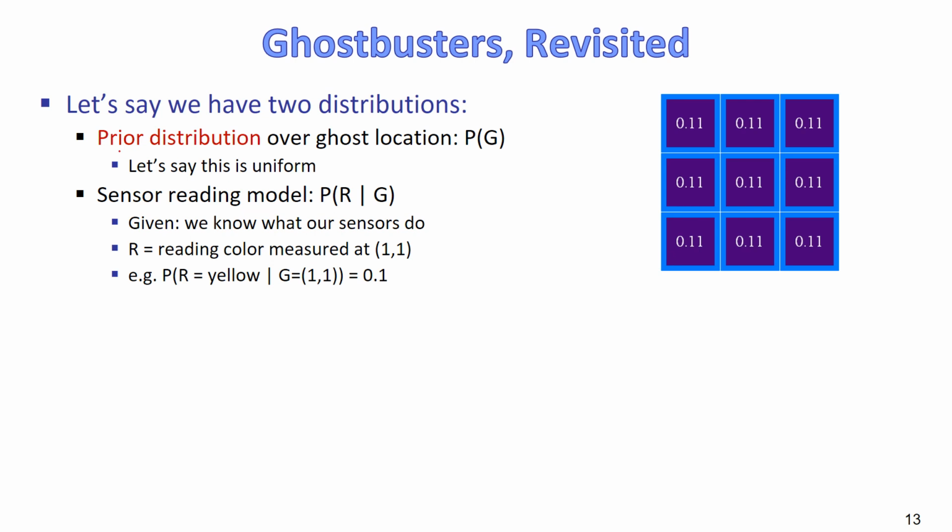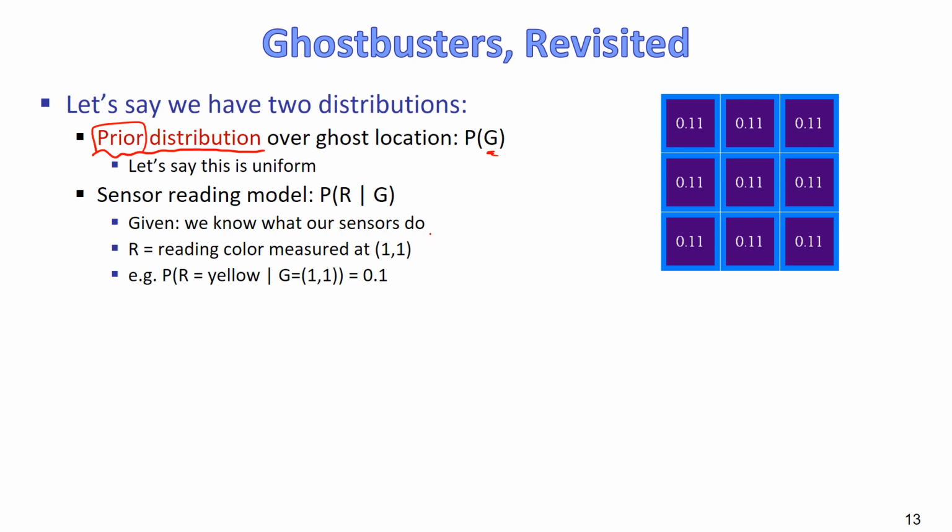Okay, we call this the prior distribution. Why is it the word prior? Prior means before. Okay, so this is before knowing anything about the readings. Okay, so the numbers here in this grid constitute the prior distribution of the ghost.